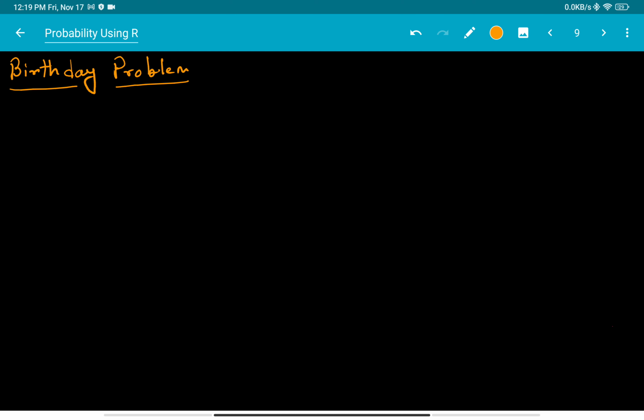This is Avirup again. So today I am going to share an interesting problem which is associated with probability theory, rather the classical probability theory, or you can say the combinatorial probability theory. So the problem is the birthday problem or the birthday coincidences. So what happens in the birthday problem?